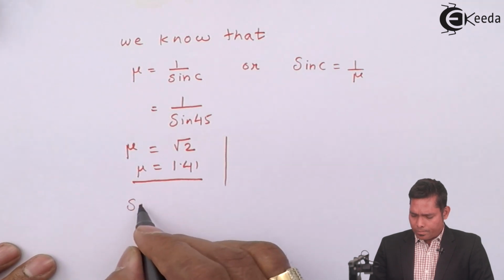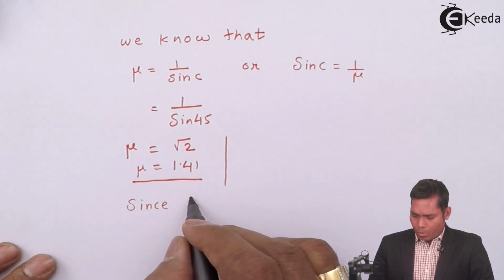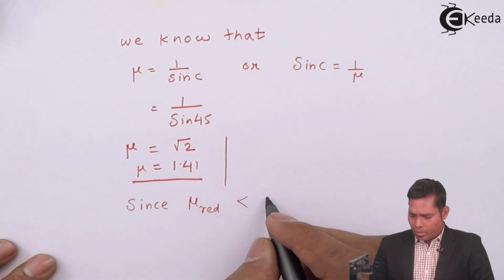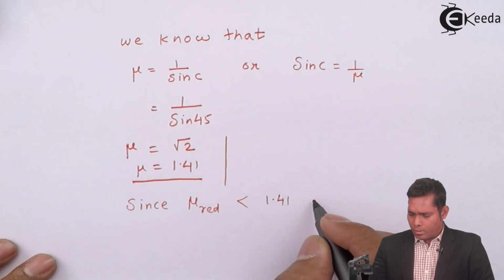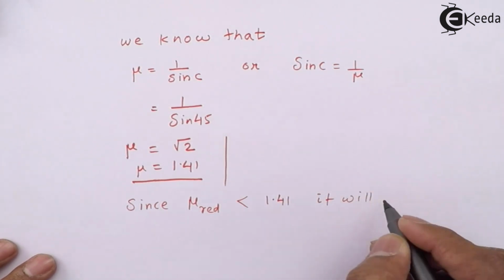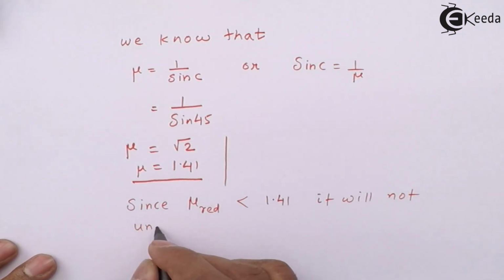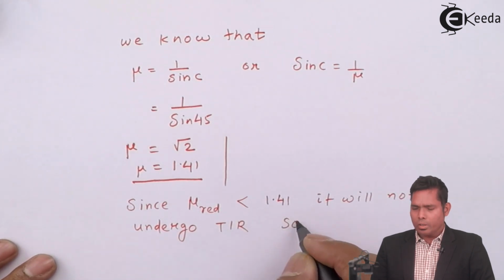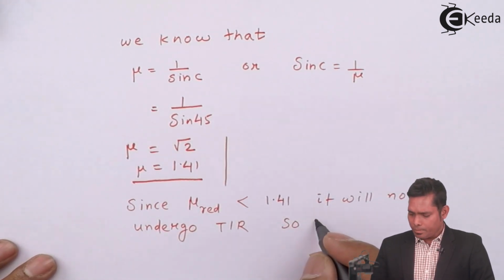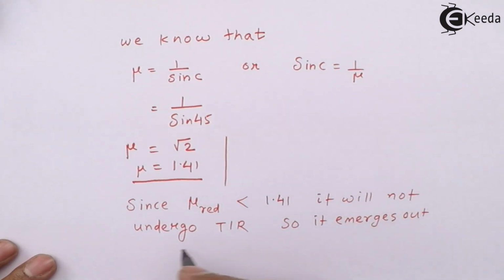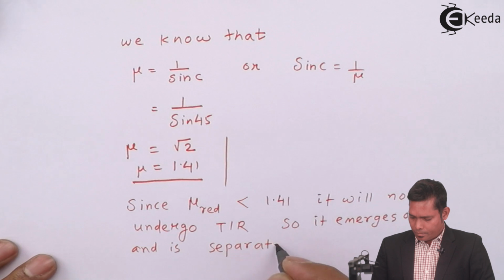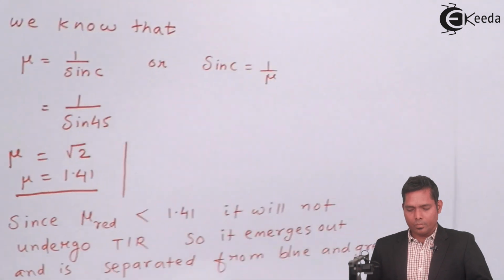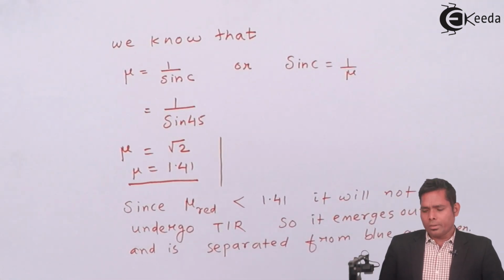So since mu for red is less than 1.41, it will not undergo TIR, so it comes out of the prism, separated from blue and green. Okay, thank you.